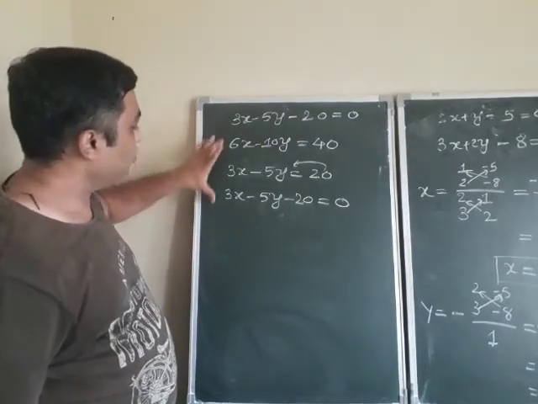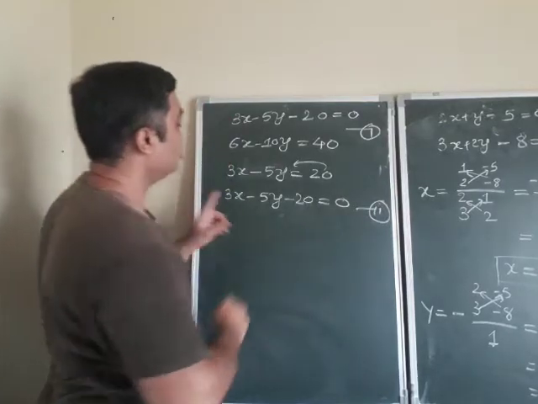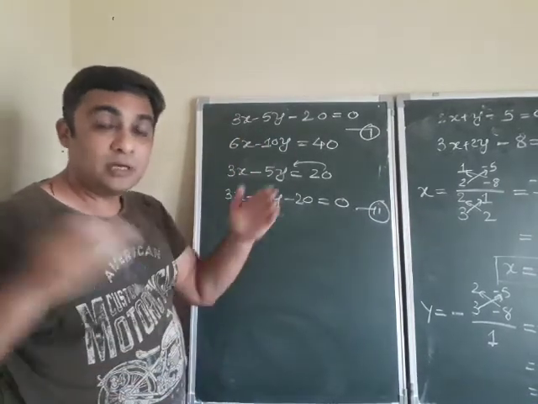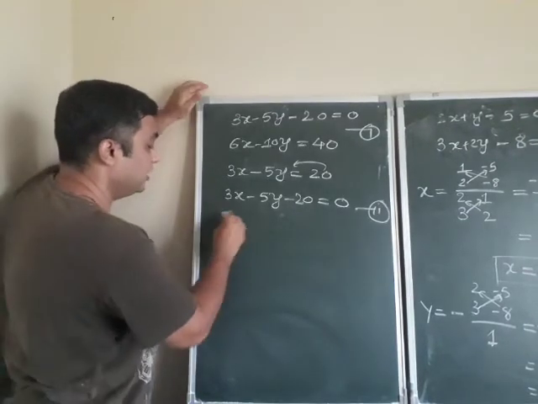Clear? Now see here both equations. This is the first one and this is the second one. Both equations are the same. Same means the lines are coincident. Both are one and the same line. One and the same line means coincident.